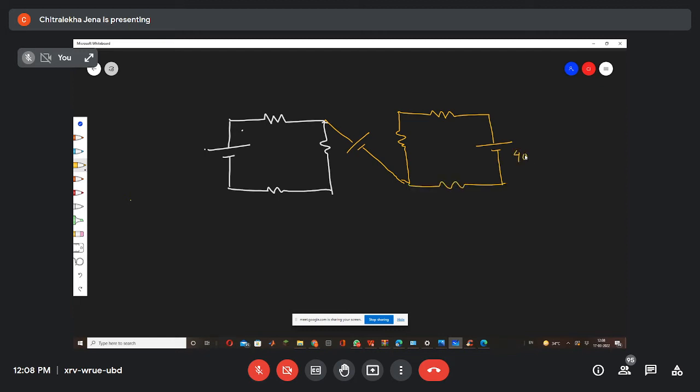This one is 40 volt. This one is 10 volt. This one is 6 ohm, 5 ohm. This one is 9 ohm, 20 volt, 8 ohm, 5 ohm, 7 ohm. The points are A, B, C, D, E, F, G, H. You will find out the voltage VCE using Kirchhoff's voltage law. And VAG, using Kirchhoff's voltage law, find out.